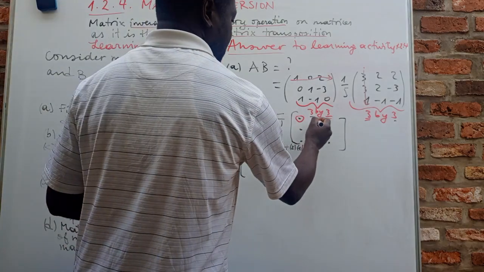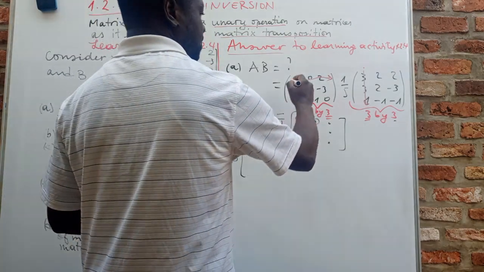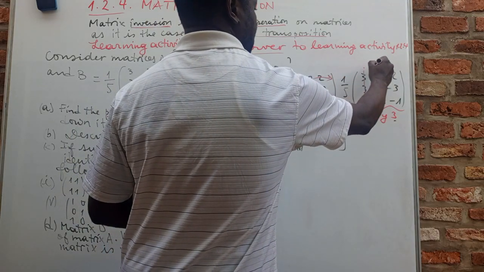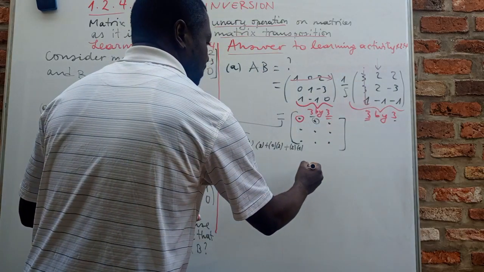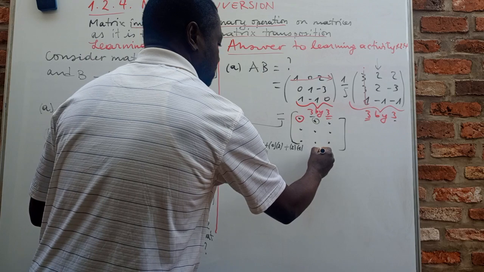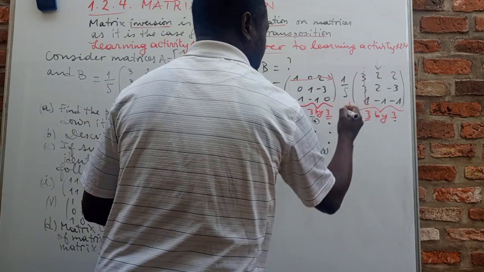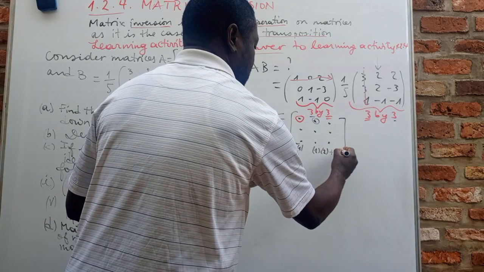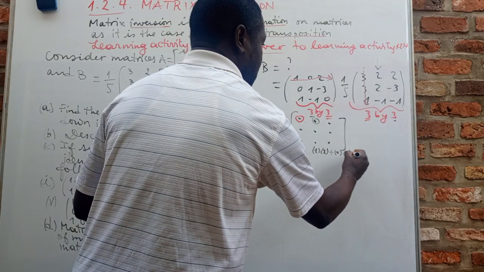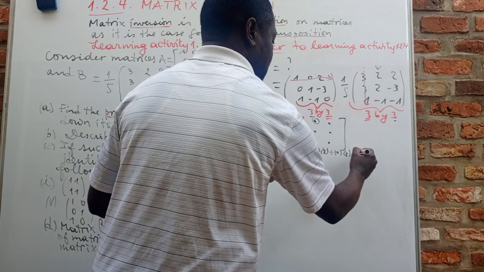Next element, still the first row and the second column. So I have 1 times 2, 0 times 2, plus 2 times negative 1.